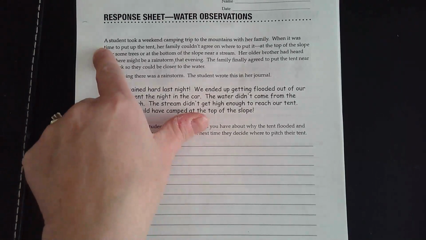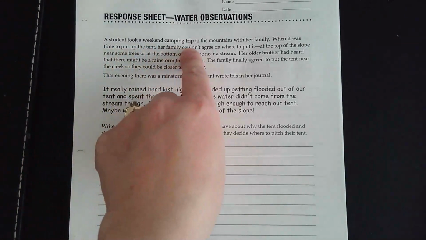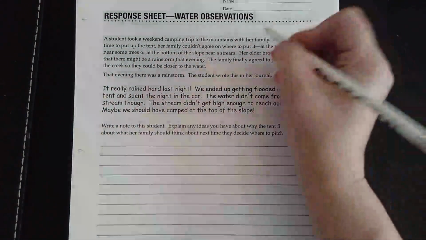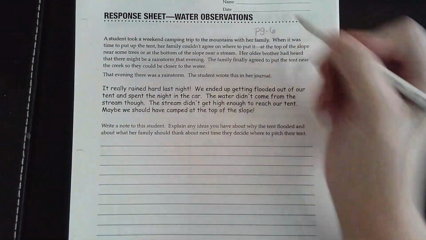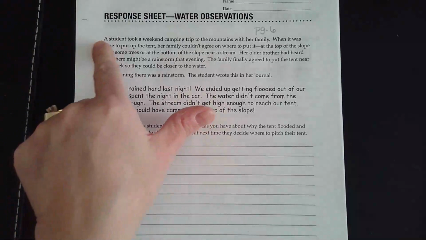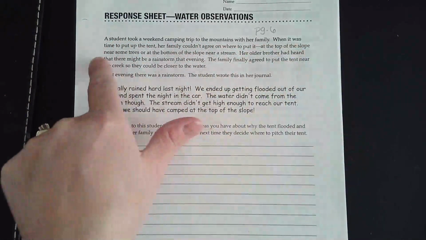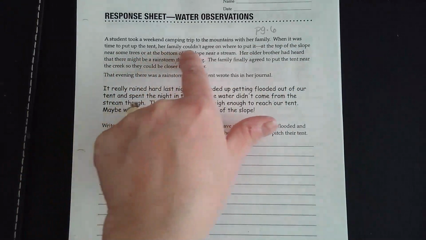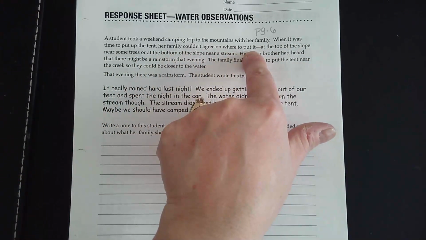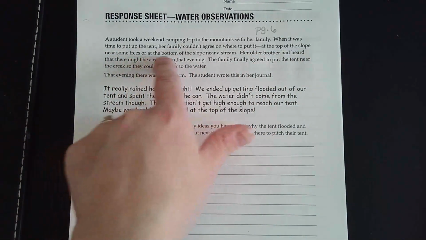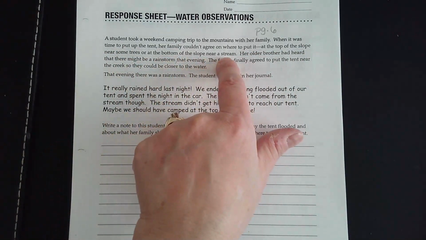All right, a student took a weekend camping trip to the mountains with her family. And friends, this is on page 6 of your water booklet. A student took a weekend camping trip to the mountains with her family. When it was time to put up the tent, her family couldn't agree on where to put it. At the top of the slope, near some trees, or at the bottom of the slope near a stream.